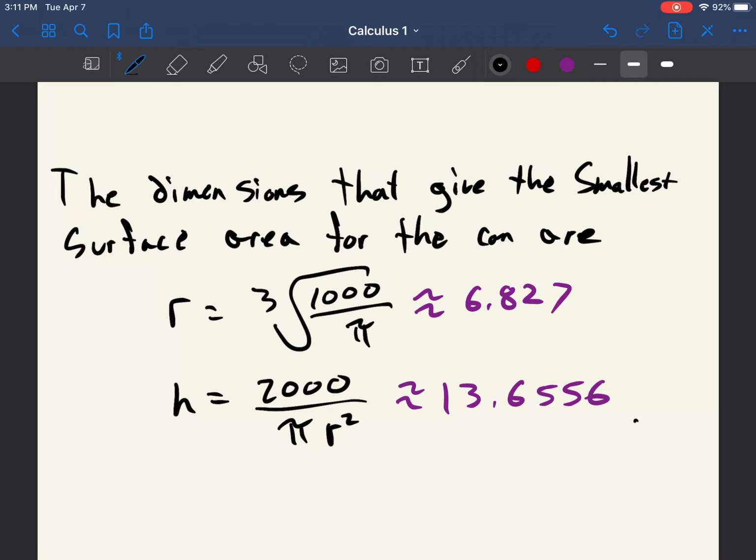So that means if we're working for this company making these cans, if we tell them, make the can so that the radius is this number and the height is this number, then your can will use the smallest amount of metal possible, but it will still yield a can that can hold 2 liters of volume of oil. Okay, so these together give us our solution. These give us our dimensions.